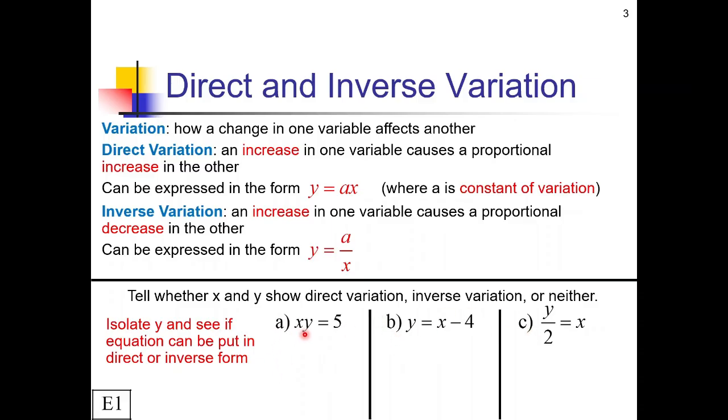All right, so let's look at part A here. To isolate y, on this one I have to divide by x, so I have 5 over x. That's in a over x kind of form. We have a constant over x, so this would be an example of inverse variation. Next up, we have y equals x minus 4. Y is already isolated here, and it's not in either one of these forms, so this is going to be neither. And for the last problem, to isolate y, we have to multiply by 2. So we have y equals 2x, and that's going to be ax form, so this is going to be an example of direct variation.